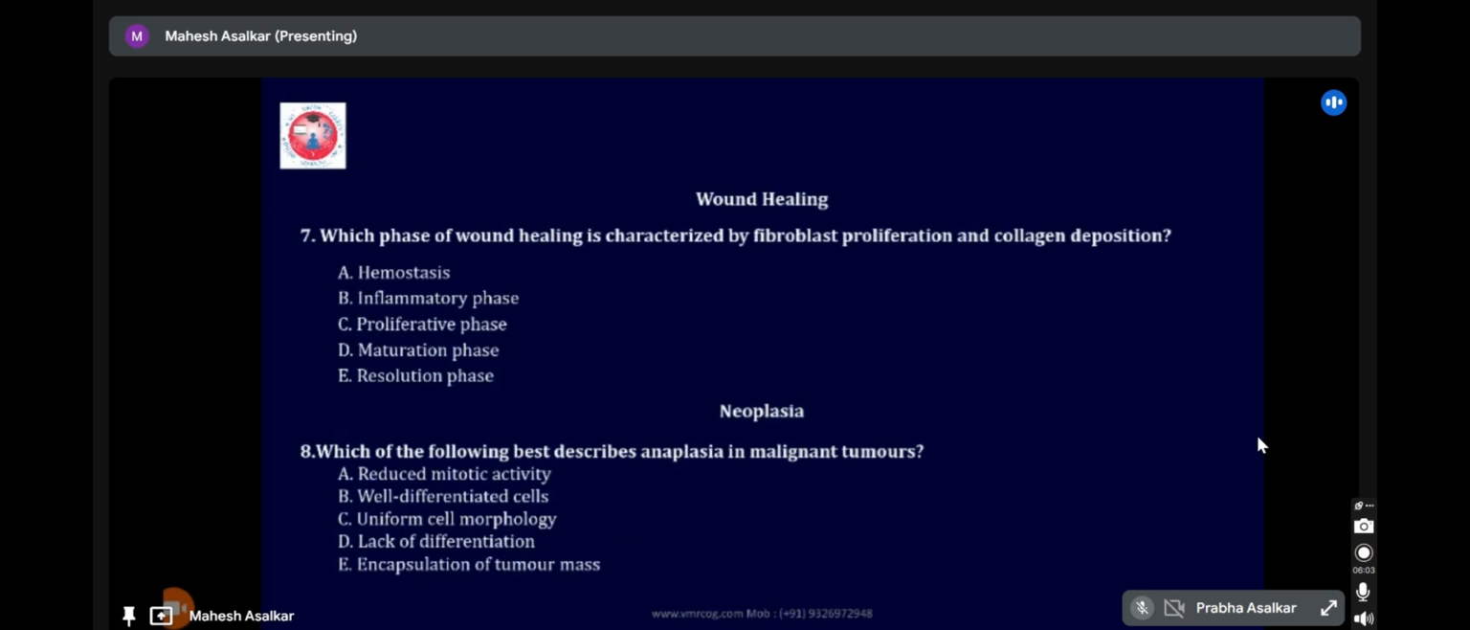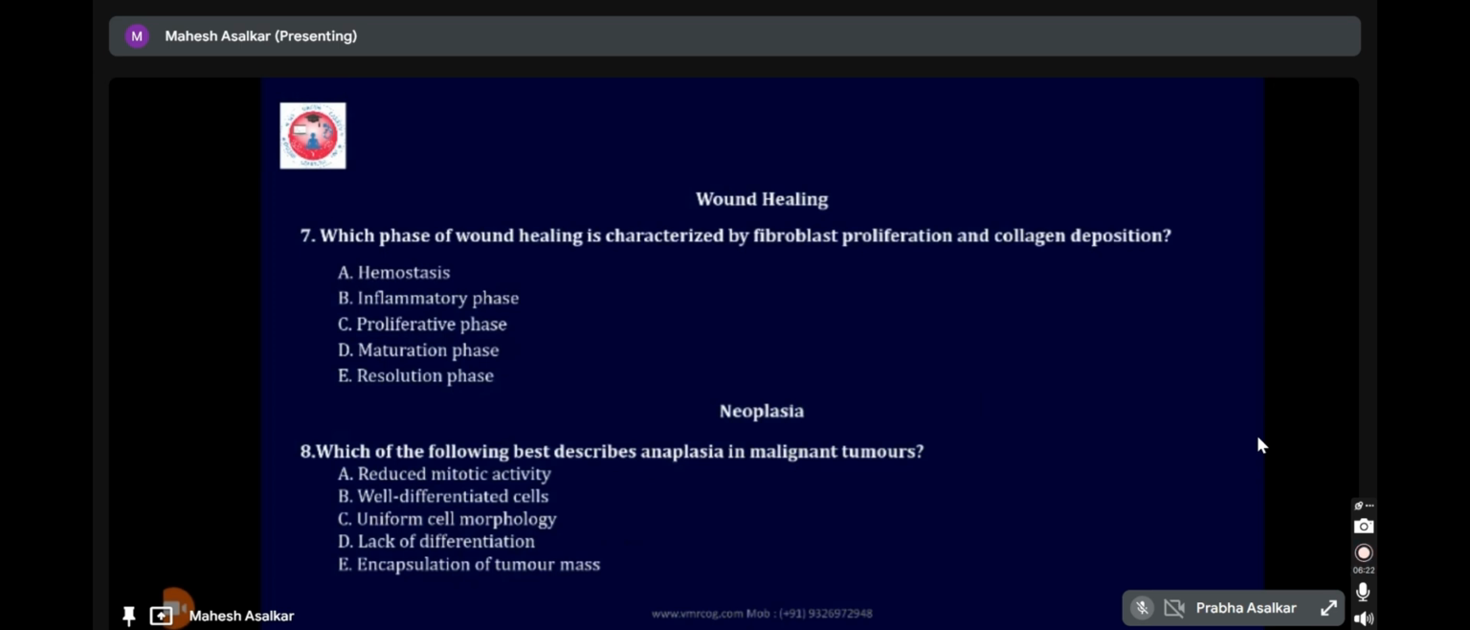Dr. Sansi, take these two questions. Which phase of wound healing is characterized by fibroblast proliferation and collagen deposition? A. Hemostasis. B. Inflammatory phase. C. Proliferative phase. D. Maturation phase. E. Resolution phase.